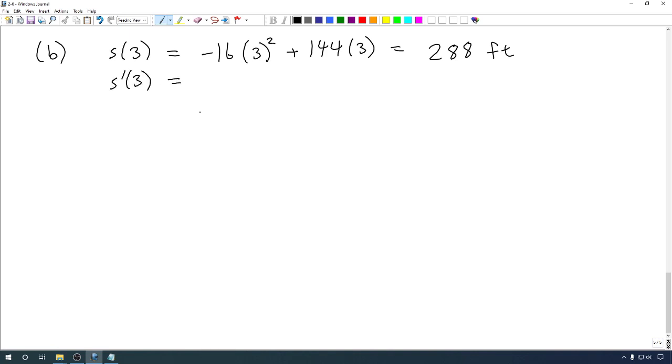If we look at the velocity of it, or s prime of 3, we have negative 32 times t, which is 3, plus 144. Again, work that out. We get 48. 48 what? Well, this is the velocity, so the units that we're using there are feet per second. So it is actually still moving upwards. It's moving upwards at 48 feet per second.